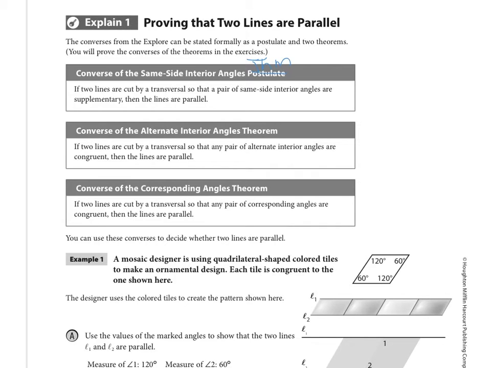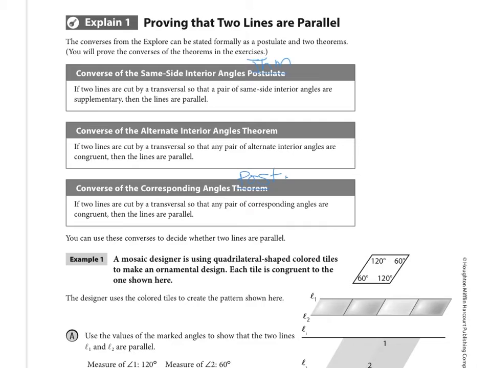Same thing with alternate interior angles. What's the relationship that we know? We know that if alternate interior angles are congruent, then we can reason from that that the lines are parallel. And then finally, corresponding angles. This is the converse of the corresponding angles postulate, and that is that if two lines are cut by a transversal, even if we don't know whether the lines themselves are parallel, if those corresponding angles are congruent, then they have to be. Okay, so that's the way the logic is working here.